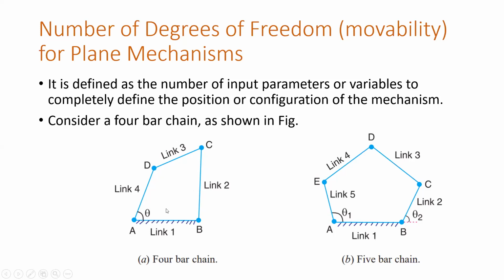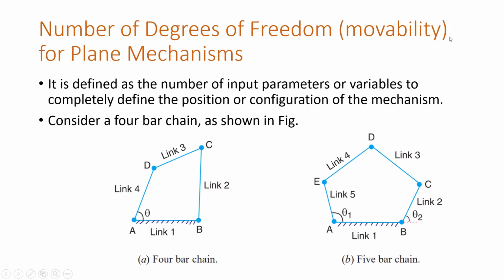What you will require, you will ask me for at least one variable, and that is nothing but angle theta. So if you know the angle of link 4 with respect to link 1, then you can draw link 4 because you know the length, and you can easily locate link 3 and link 2. If you have the length of link 3, you will take that length in compass, put the compass at point D, and draw a curve like this.